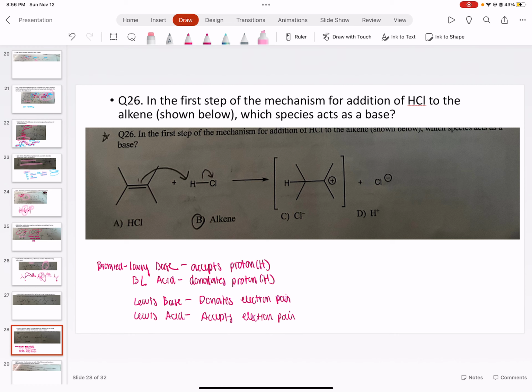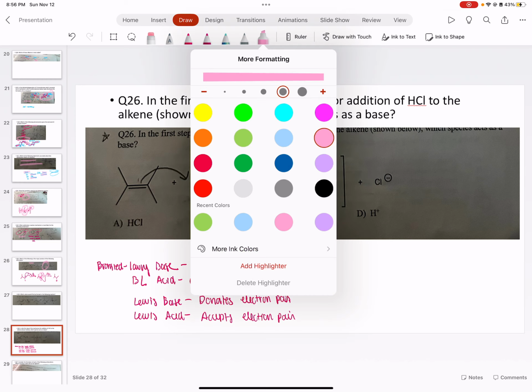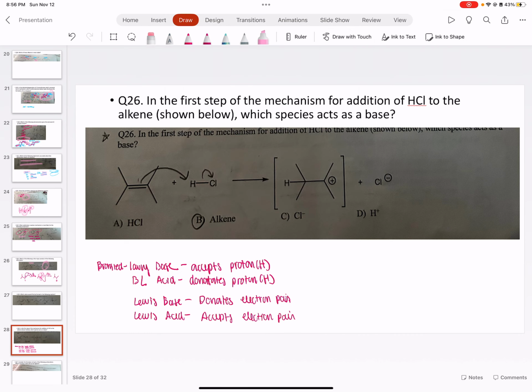So question 26. In the first step of the mechanism for addition of HCl to the alkene, which species acts as a base? That one can take a little while, but sadly we do have to remember our definitions. A Bronsted-Lowry base is the one that is able to accept the proton. A proton is a hydrogen. So you can see that our alkene is the one accepting a hydrogen. The species that would act as a base is our alkene, because it's taking a hydrogen from that HCl.